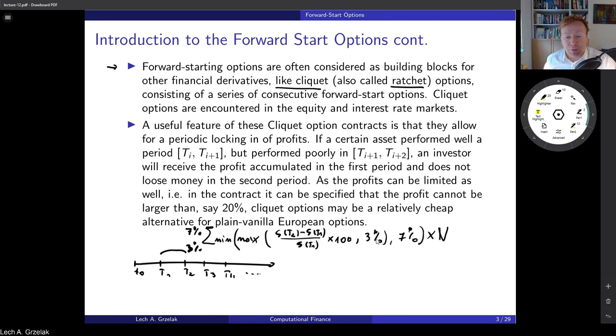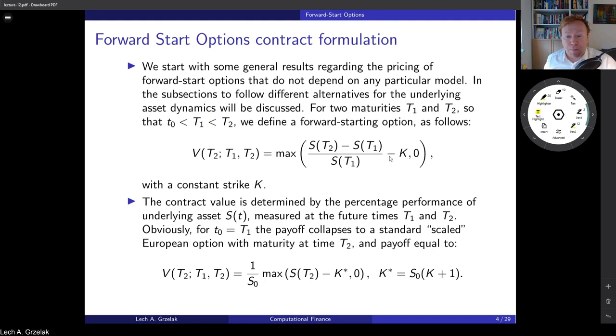We can also define it in the following way. So we have a performance minus strike. So that would be a call option on a given strike. And we see that there is a forward start element because we have a T1 and T2. So if we have time T0 here, we have T1 here, and we have T2. We look at this performance in the future. So obviously this performance should not depend on S at time T0.